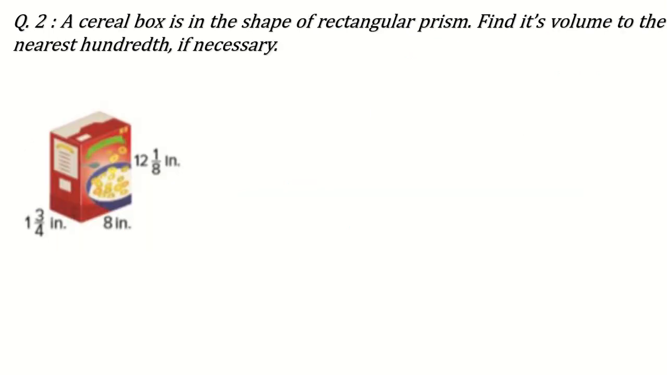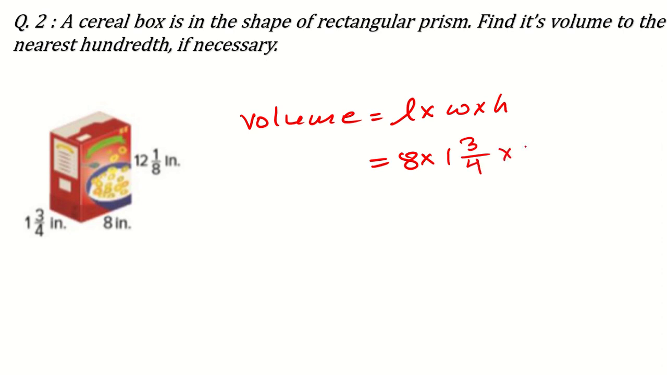Now let's see the next question. A cereal box is in the shape of a rectangular prism. Same type of question with different numbers. So volume is equal to length multiplied by width multiplied by height. This formula will work only for the rectangular prism. So this is 1 and 3/4, this is one side, or you can write it as 8 times 1 and 3/4 times 12 and 1/8.